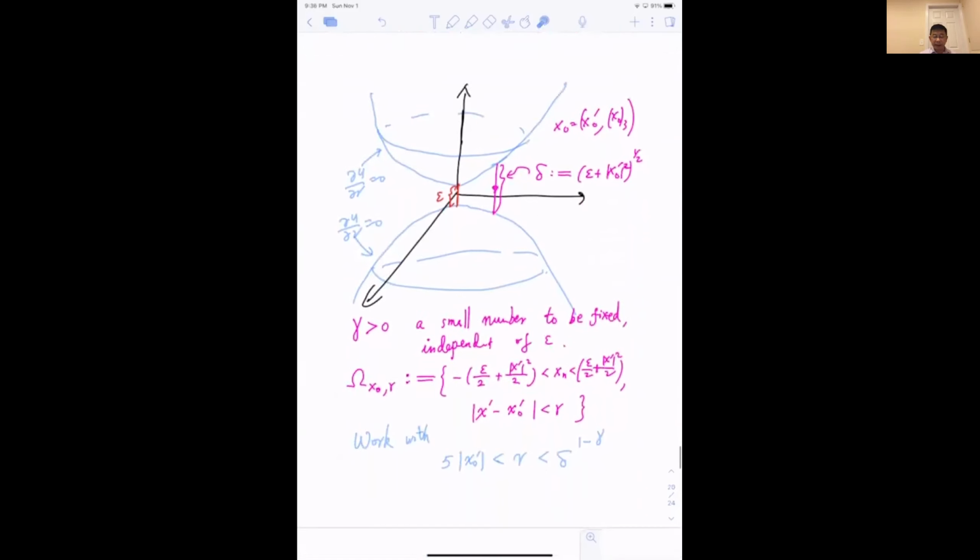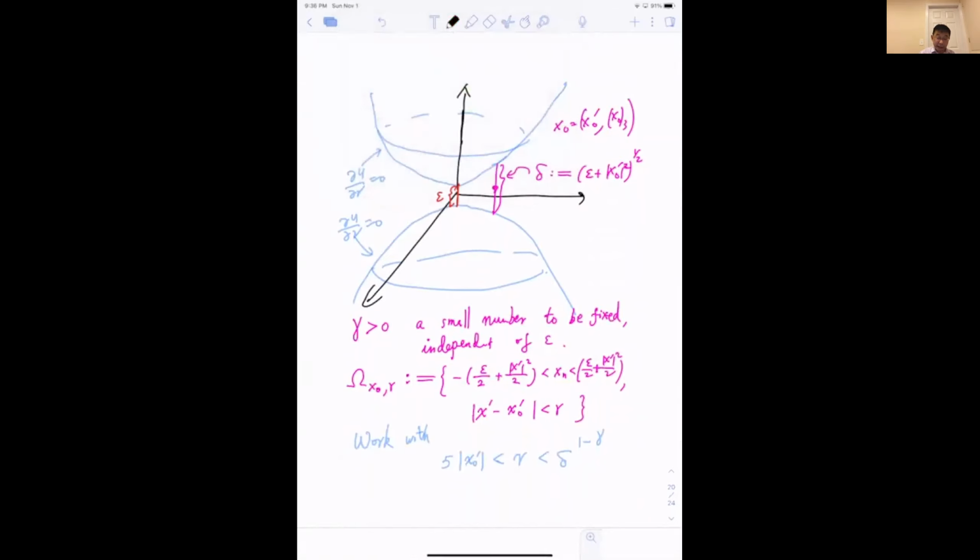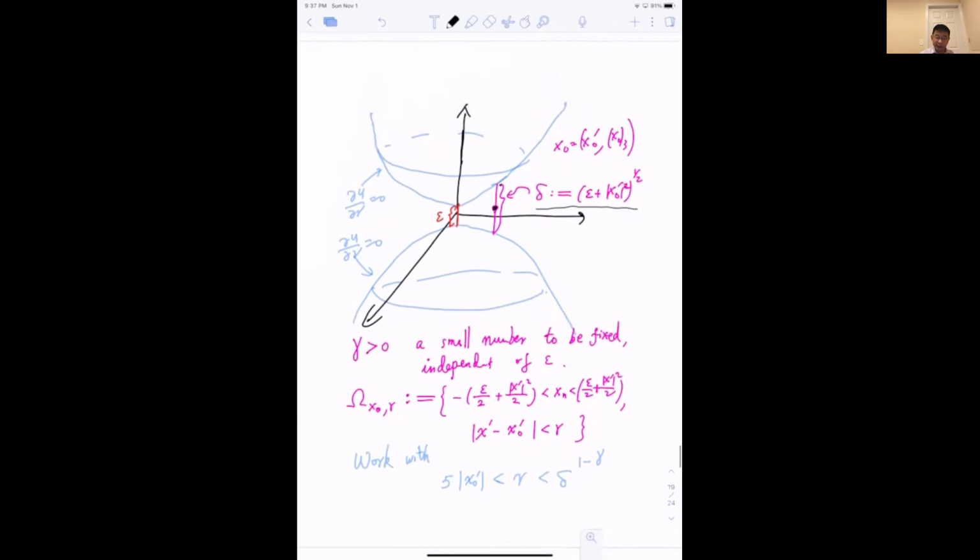So for simplicity, we will just take a point. Let's redraw it. We still take this point. We call this height delta, more or less. This is the right scale, more or less twice this height or one. So this is the height, that's the right scale to work with.